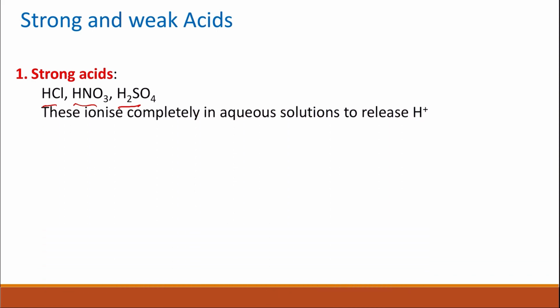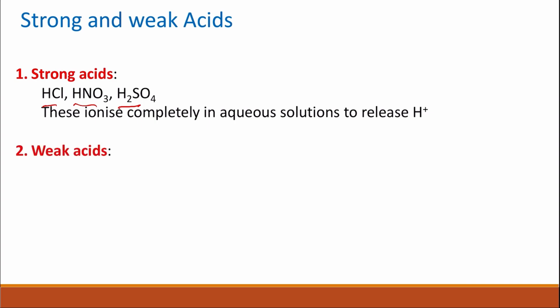So there are two types of acids. One type is called the strong acid and the other one is called the weak acid. So what is the difference between these two? Examples of strong acids are hydrochloric acid, nitric acid, and sulfuric acid. These strong acids will ionize completely in aqueous solution to give you the hydrogen ion and the other anion.